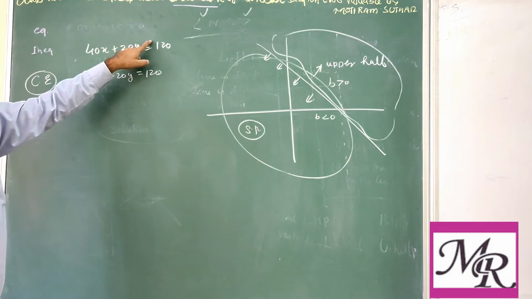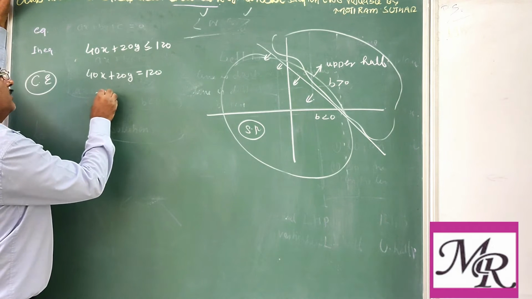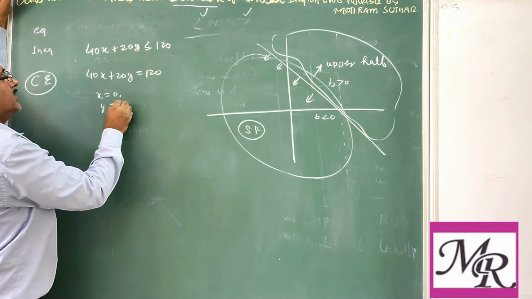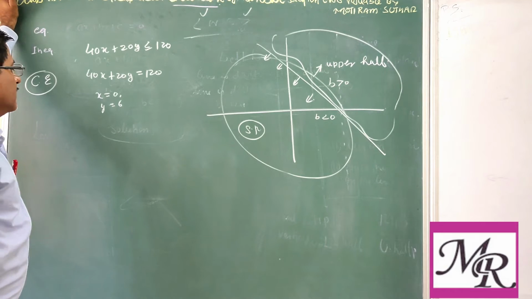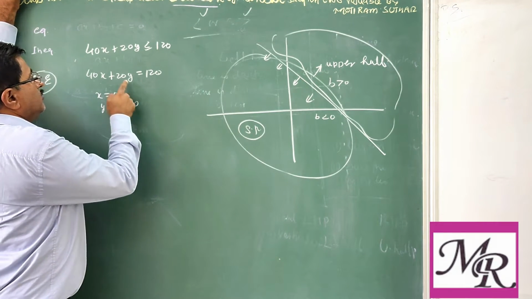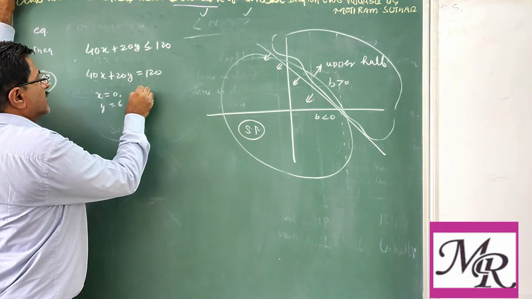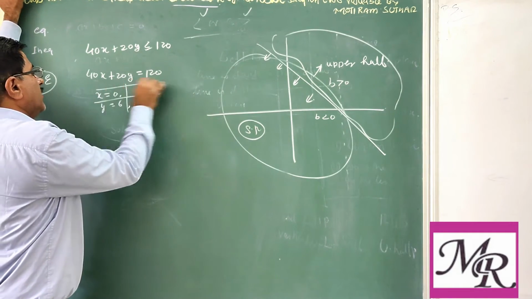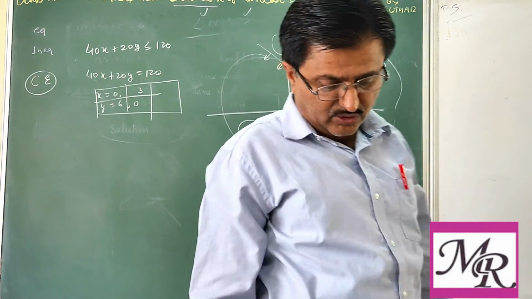To draw the graph of an inequality, first of all write the corresponding equation, which means converting the inequality sign into an equal sign. Now, as usual, you can put the value of x as 0, then y will be 6, so 0, 6 will be a point. Similarly, if y is 0, then 40x equals 120, so x is 3. Okay? And we may put some more values and find points.